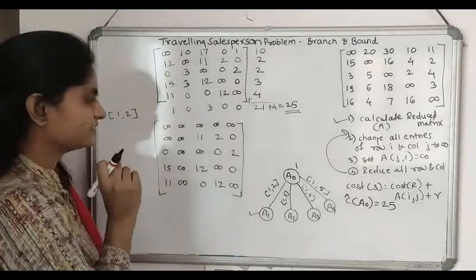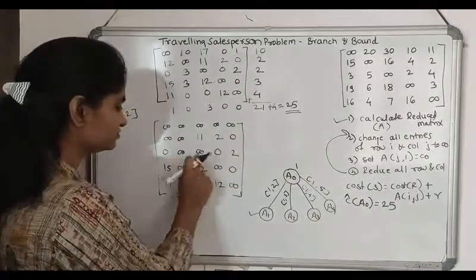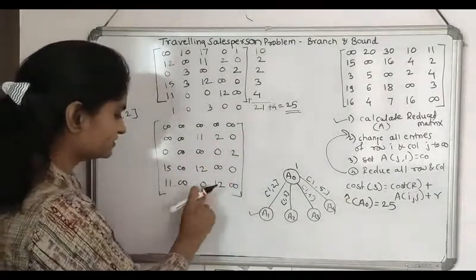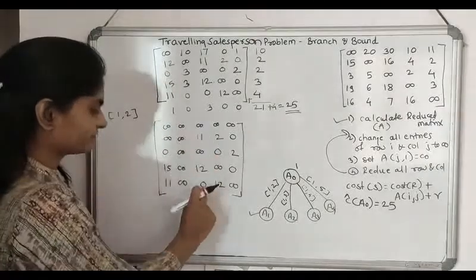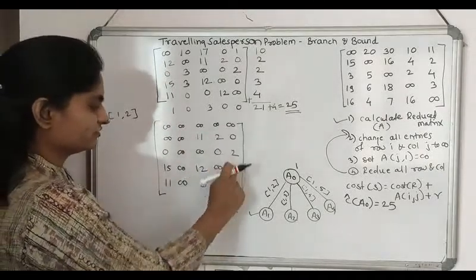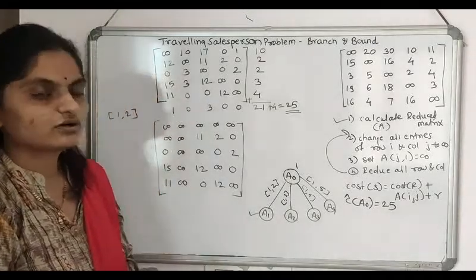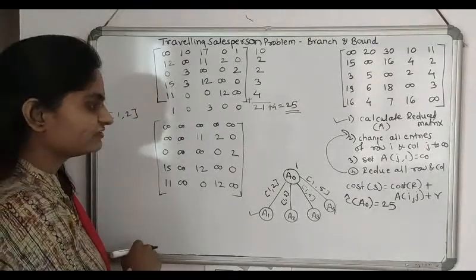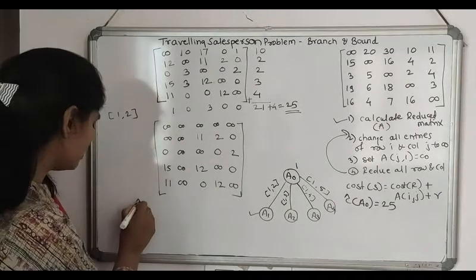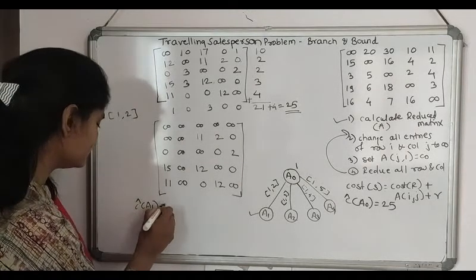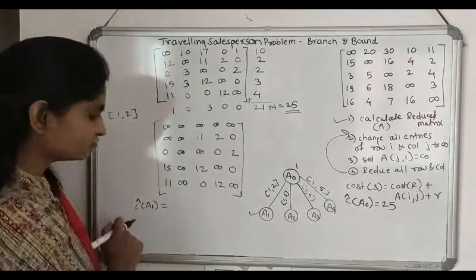Check that every row and column contains 0. Okay, this row contains 0, this row contains 0, this row contains 0, this contains 0. This column contains 0, 0 here, 0 here. There is no need to apply the row and column reductions. Then to find the cost, that is the cost of C cap of A1, the cost of this path 1 to 2.